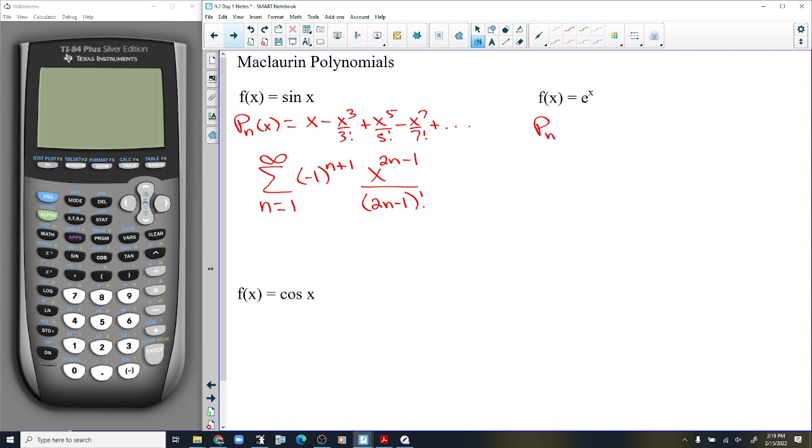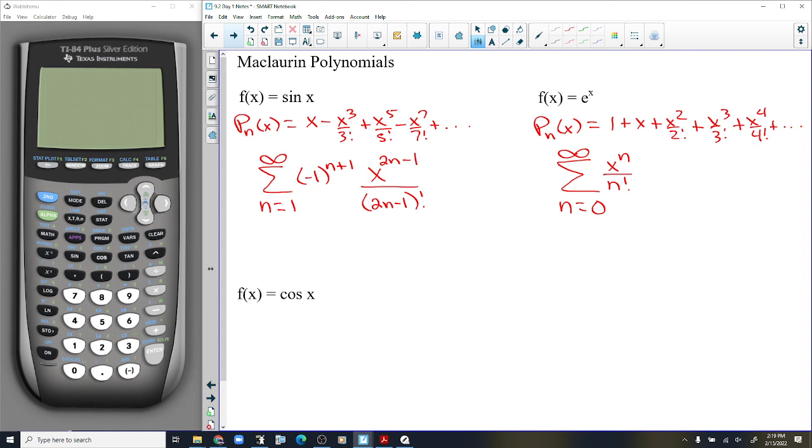E to the x, all of the derivatives are e to the x, and all of the derivatives will be 1 when you plug 0 in. So it's 1 plus x squared over 2 factorial, x to the third over 3 factorial, x to the fourth over 4 factorial. Keep on going. I'd start at 0 on this one, and it's x to the n over n factorial. We could have started with 0 on the other one too. It would have been fine. We would just have to adjust it to fit.